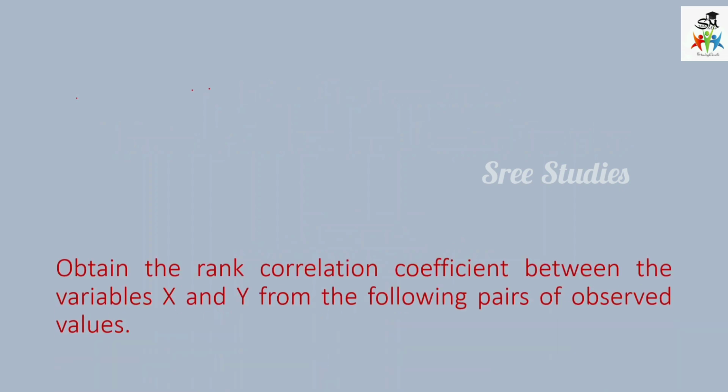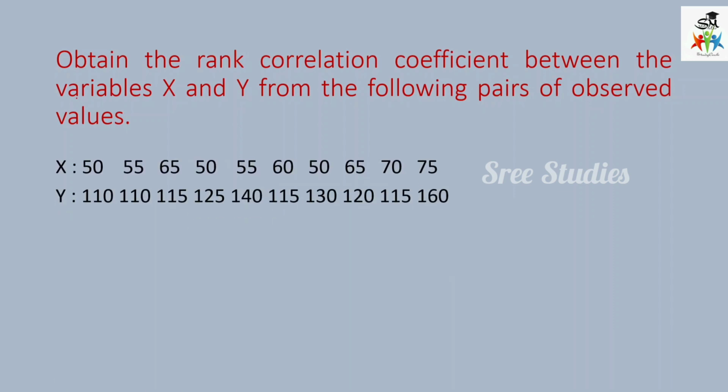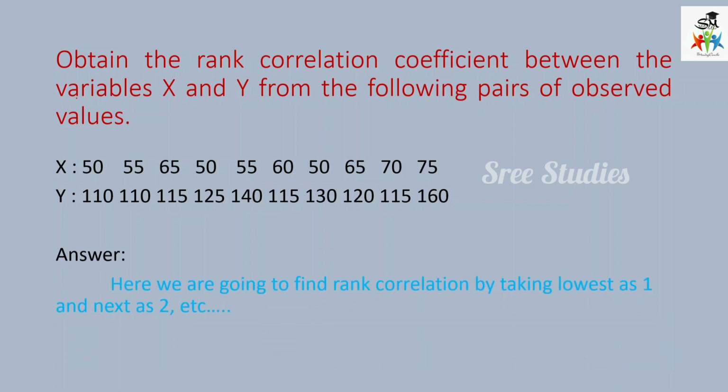Let us start the problem. Obtain the rank correlation coefficient between the variables x and y from the following pairs of observed values. So there are values for X series and Y series. This is about pair values. With that, we are going to find out the rank correlation. Let us find the answer.